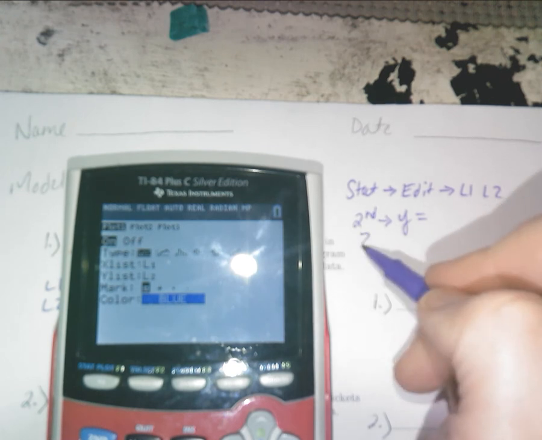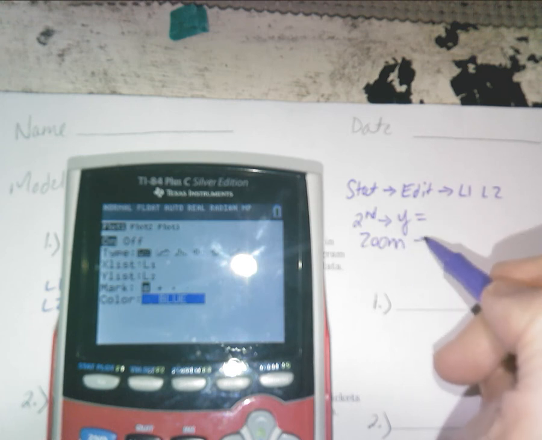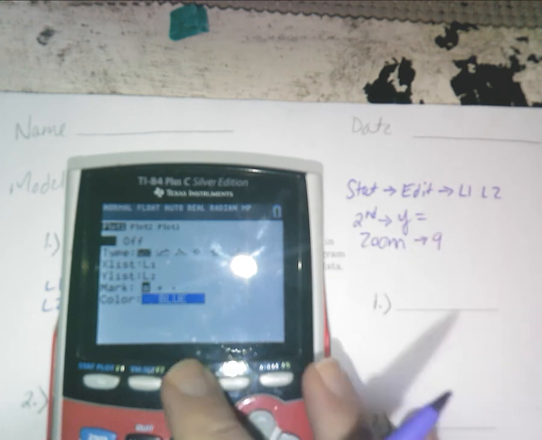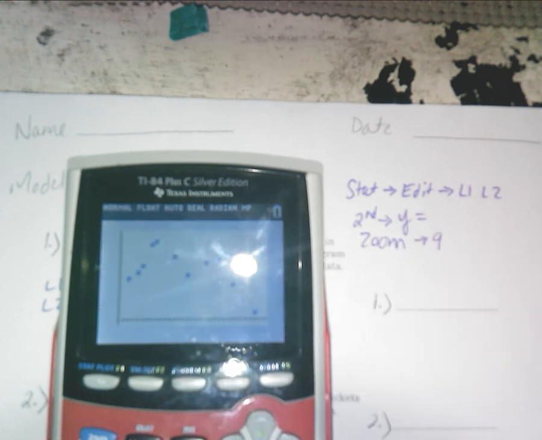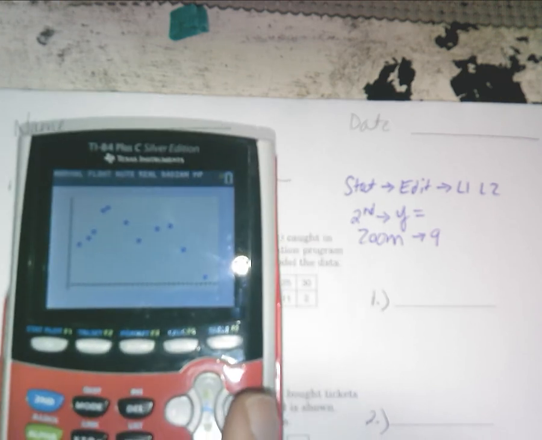Zoom 9 is your zoom stat. If something is not correct right now, I can fix it for you. But here's what you should get. What does that look like to you, polynomial-wise? What degree does that look like to you?